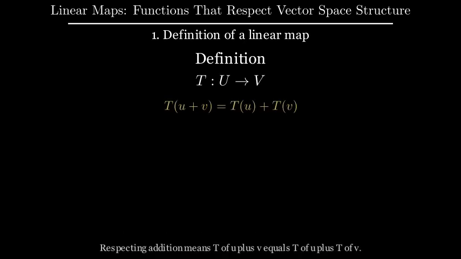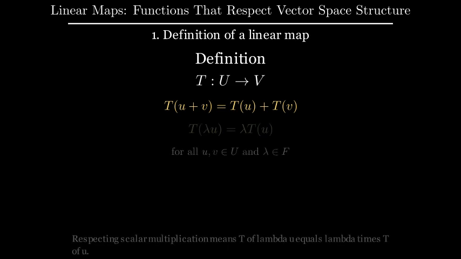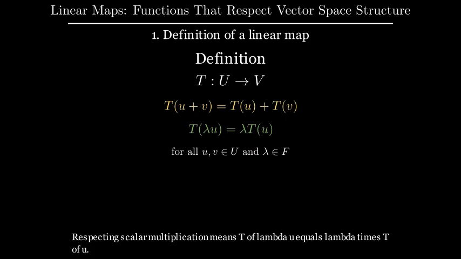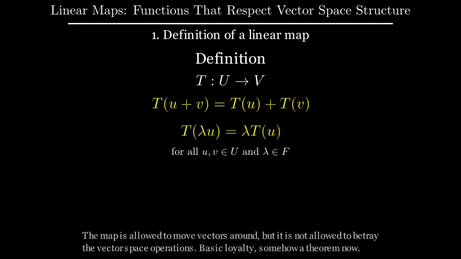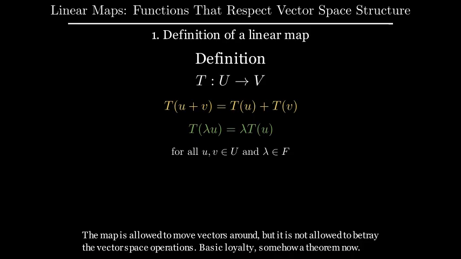Respecting addition means T of u plus v equals T of u plus T of v. Respecting scalar multiplication means T of lambda u equals lambda times T of u. The map is allowed to move vectors around, but it is not allowed to betray the vector space operations. Basic loyalty. Somehow a theorem now.